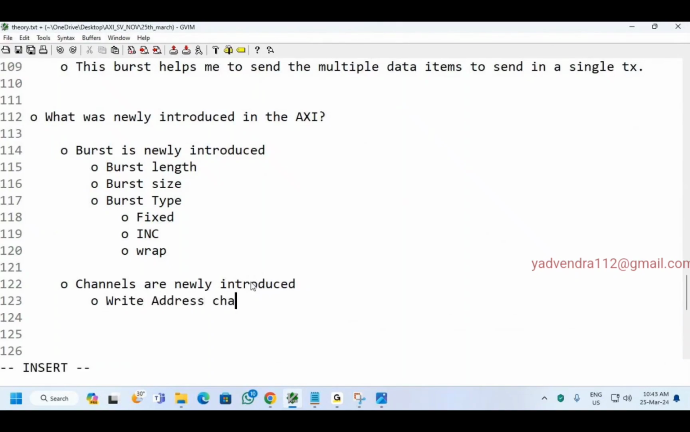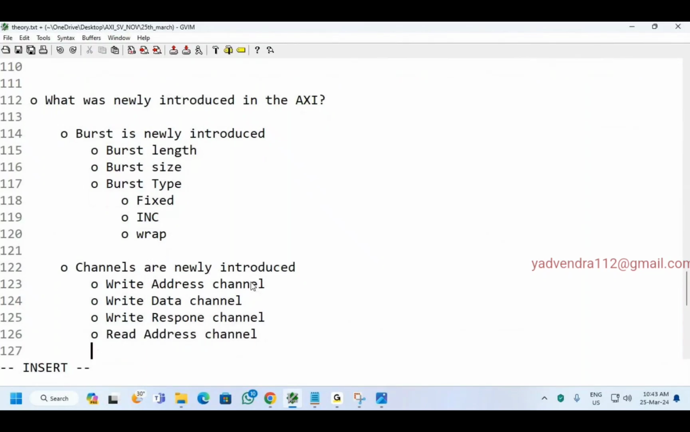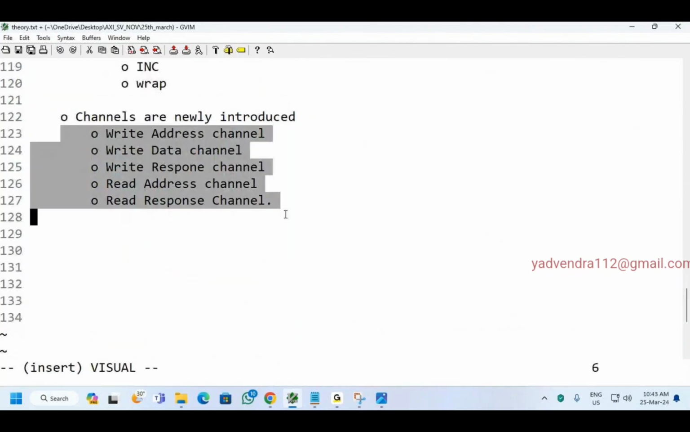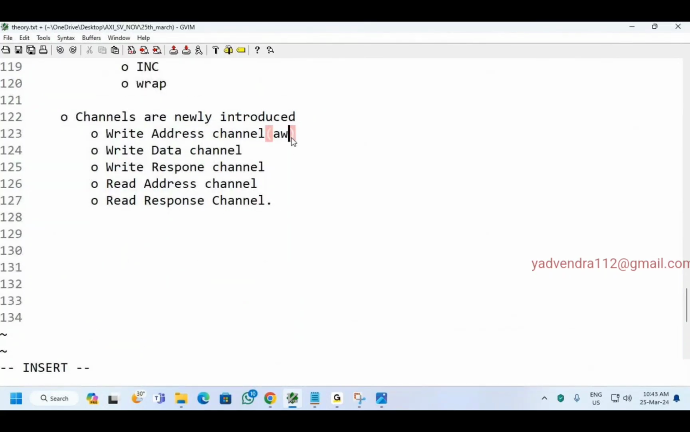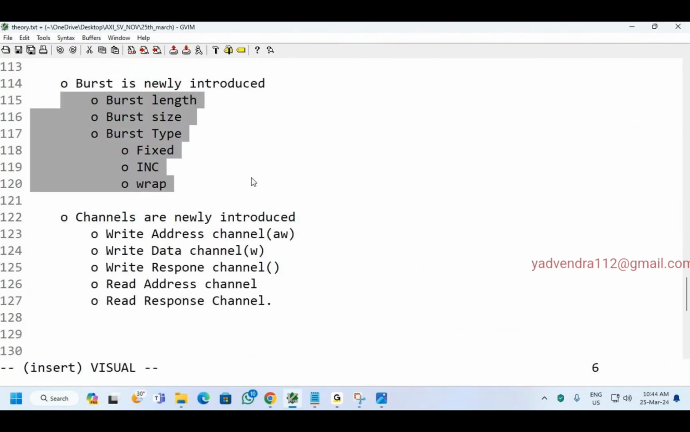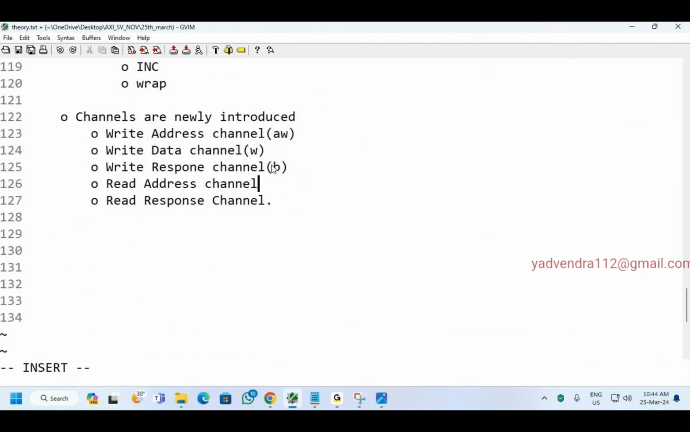Write address channel, write data channel, write response channel. We need to remember all these things, guys. Read address channel, read response channel. So we need to remember these channels. These are important. Even if you go to an interview, they will ask regarding these channels, plus worst case scenarios. Not only that, 90% they will ask you to do the calculations. We will discuss how to do the calculations in a detailed manner.